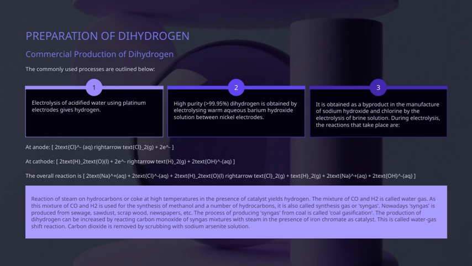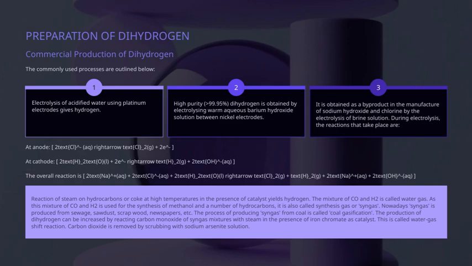To increase hydrogen yield, the carbon monoxide in syngas is reacted with steam in the presence of an iron chromate catalyst, a process called the water gas shift reaction. This also helps in removing carbon dioxide by scrubbing with sodium arsenite solution.